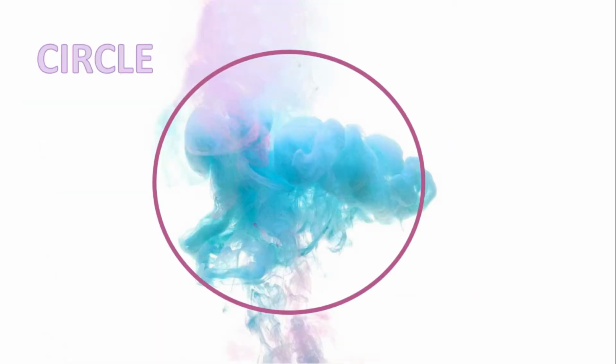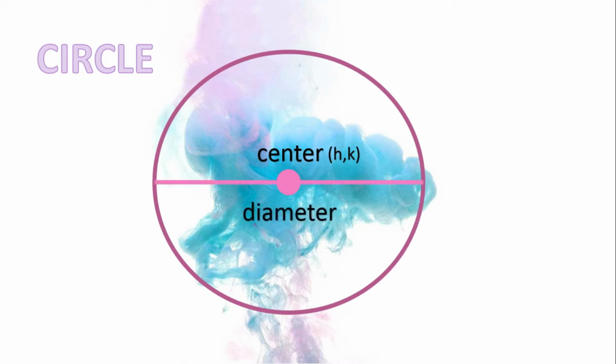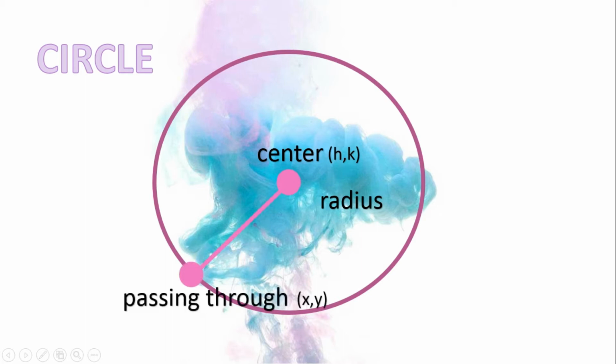So, what is in a circle? Obviously, the circle, and then its center, whose point is H and K. Don't forget that. And then we have the diameter, which is the line across the circle, dividing it in half. And half of the diameter is what we call the radius. The radius could point in any direction, upward or sideways, like that.